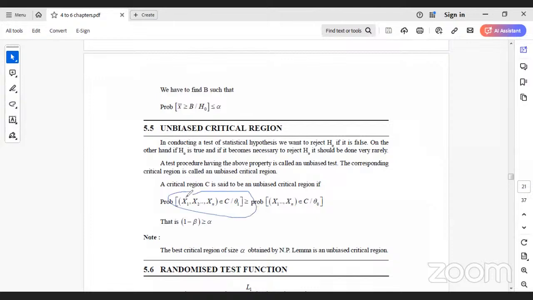That is, 1 minus beta is greater than or equal to alpha. The best critical region of size alpha obtained by the NP lemma is an unbiased critical region.